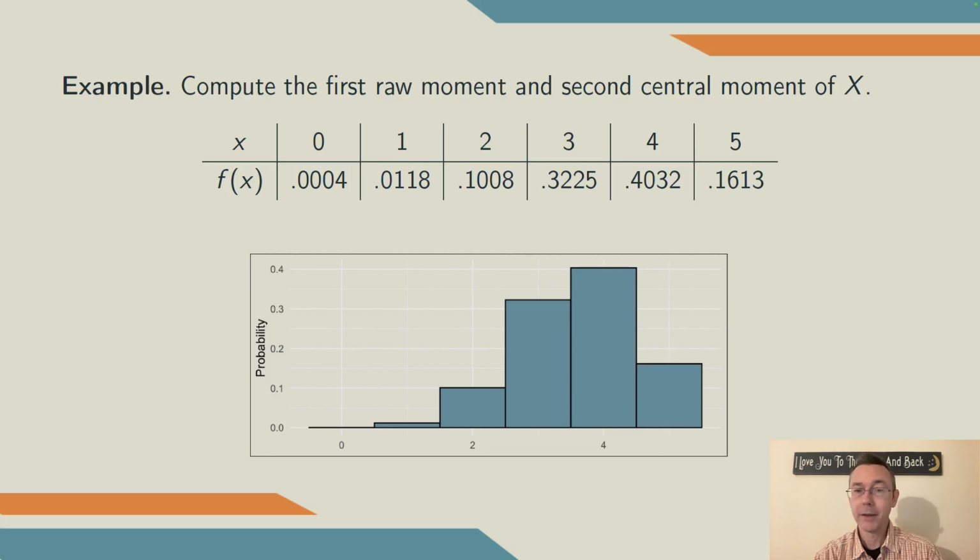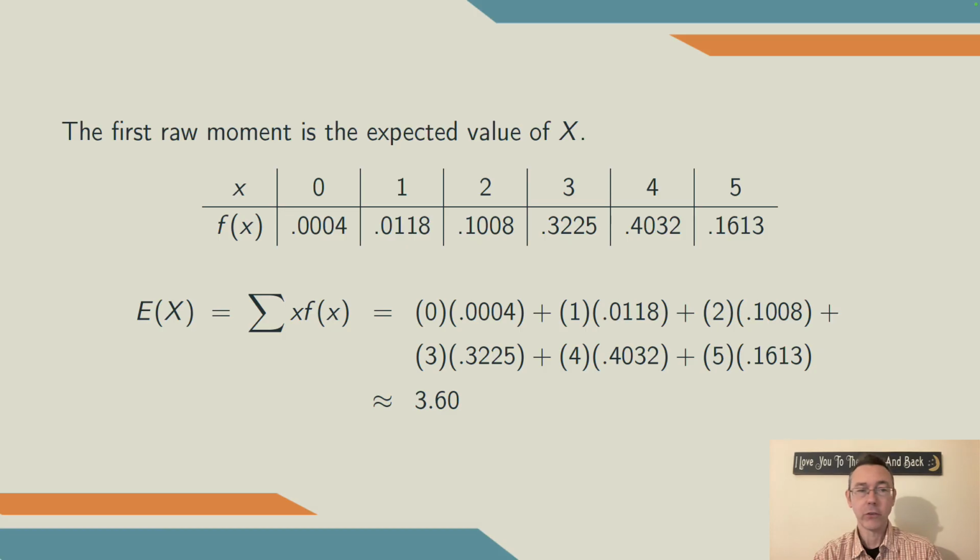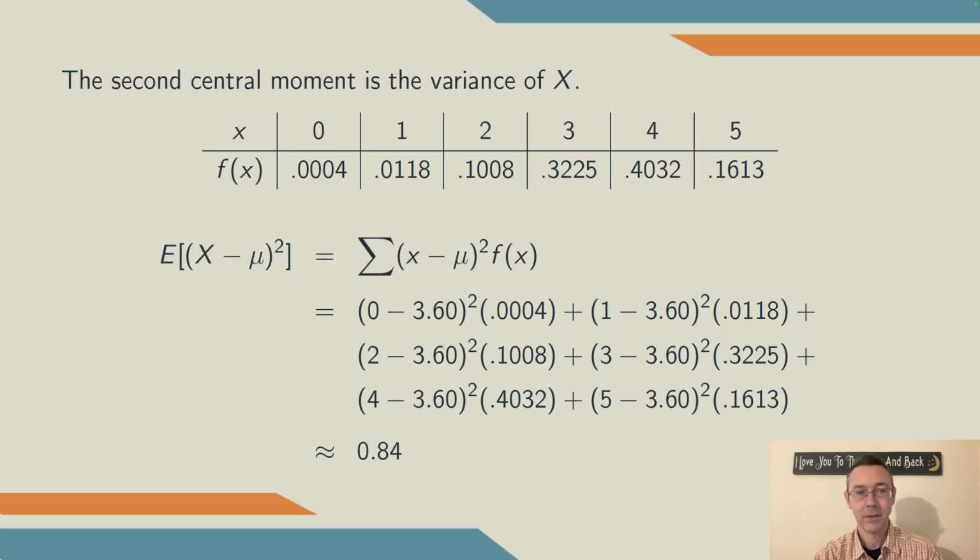Compute the first raw moment and second central moment of the random variable that you see here. As usual with my examples, I recommend that you pause and try this on your own before advancing. So really this is just computation. The first raw moment is just the expected value, so we're going to take each of the individual values of x, multiply by their respective probabilities, and add everything up. We get about 3.60 in this case. If we were to draw from this random variable many times, on average, we expect to get 3.60.